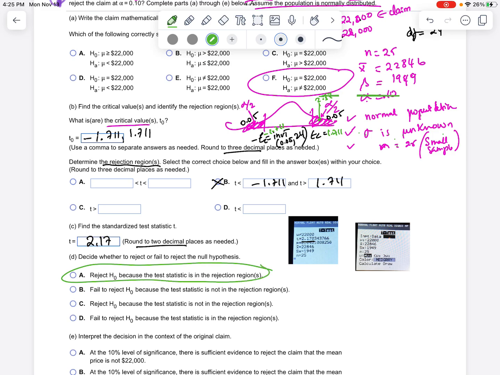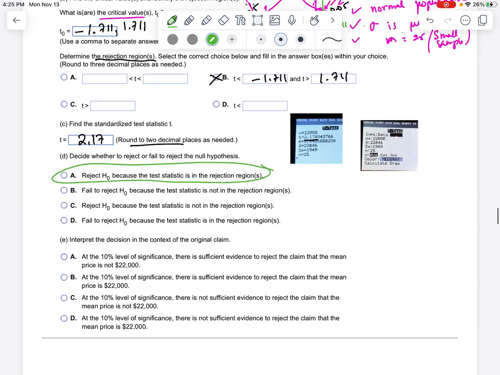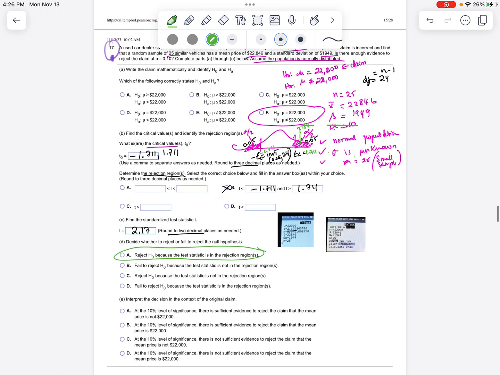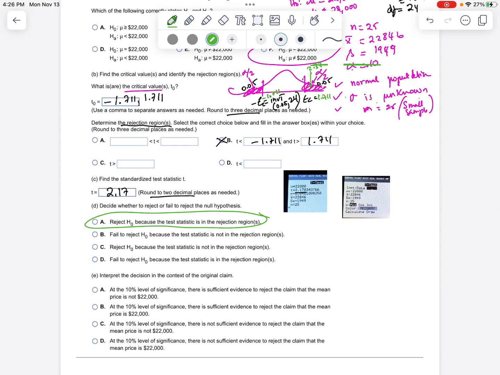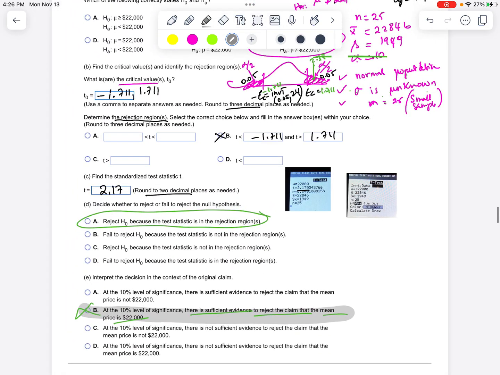A. Reject the null because the test statistic is in the rejection region. So at the 10% significance level, we reject the null. The claim was in what? The null. At the 10% significance, there is sufficient evidence to reject the claim that the mean is, it should be B. We reject the null. That's that.